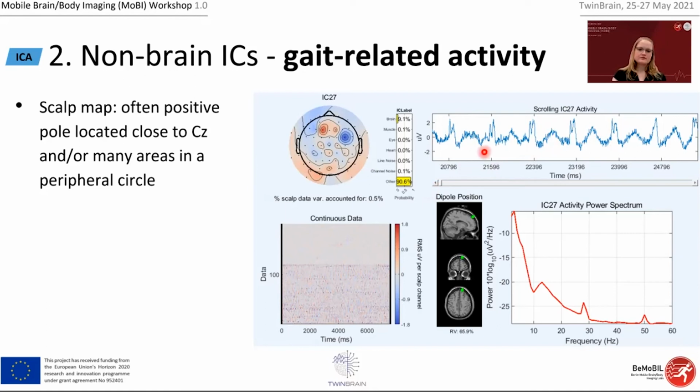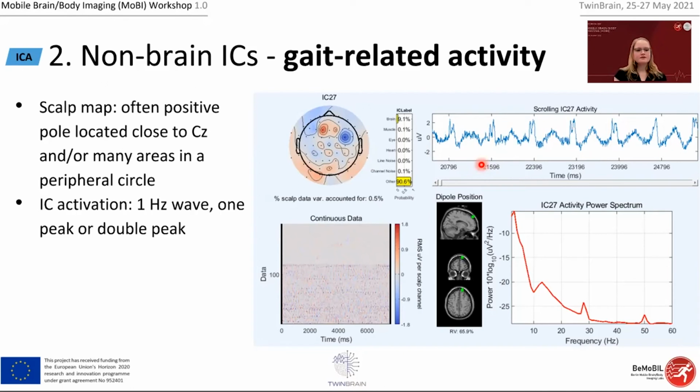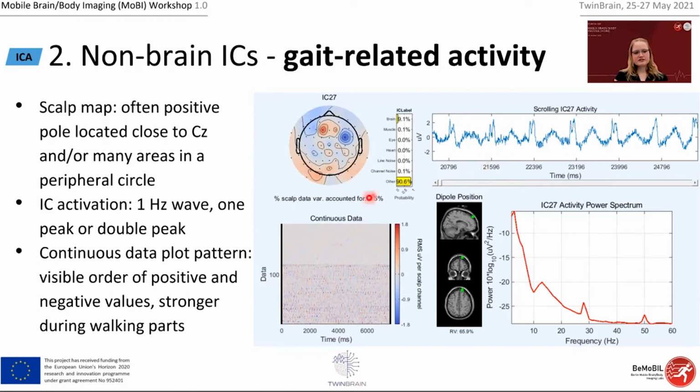You should definitely take care of this pattern, memorize it and remember it tomorrow when Betty and Orosh are talking about movement, walking and gait and motion capture. And for the continuous data plot pattern, you see accurately where the concatenation of the data sets of walking and standing took place. So this is super nice.